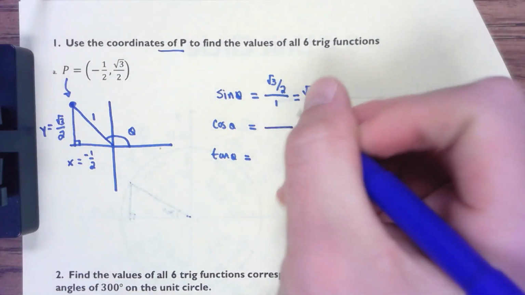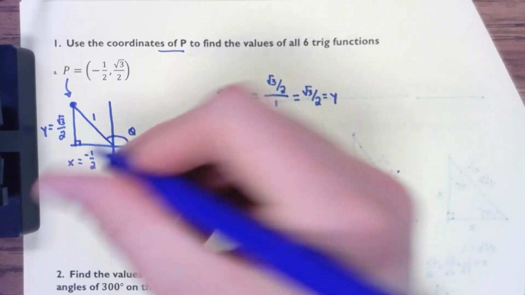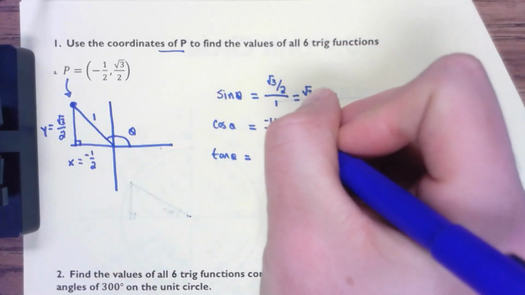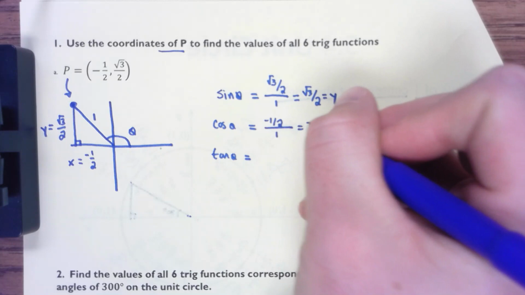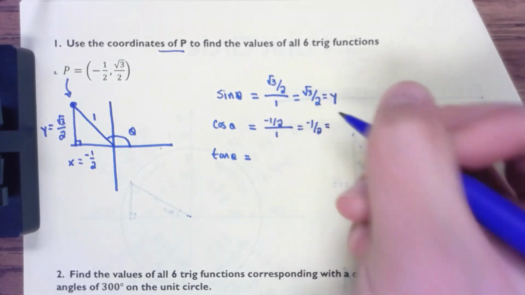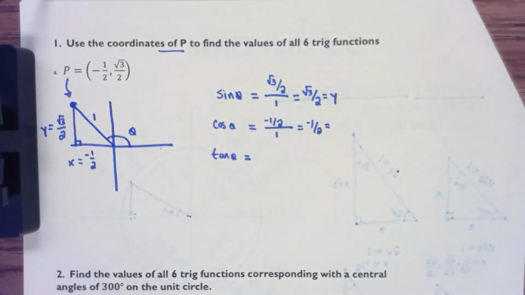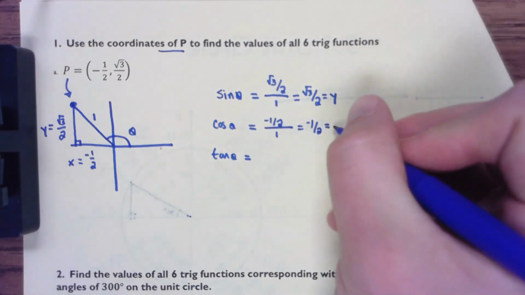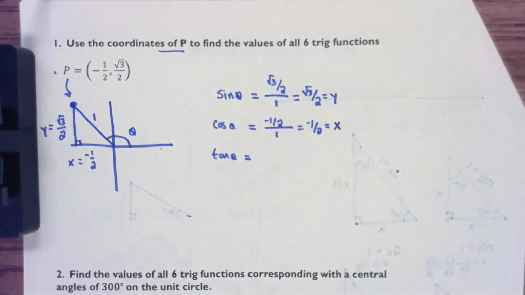Let's see how that works for cosine. Cosine being the adjacent side, so negative 1/2 over the hypotenuse of 1 gives me a value of negative 1/2. Which coordinate is that equal to? X. On the unit circle, cosine of the angle is always the x-coordinate.